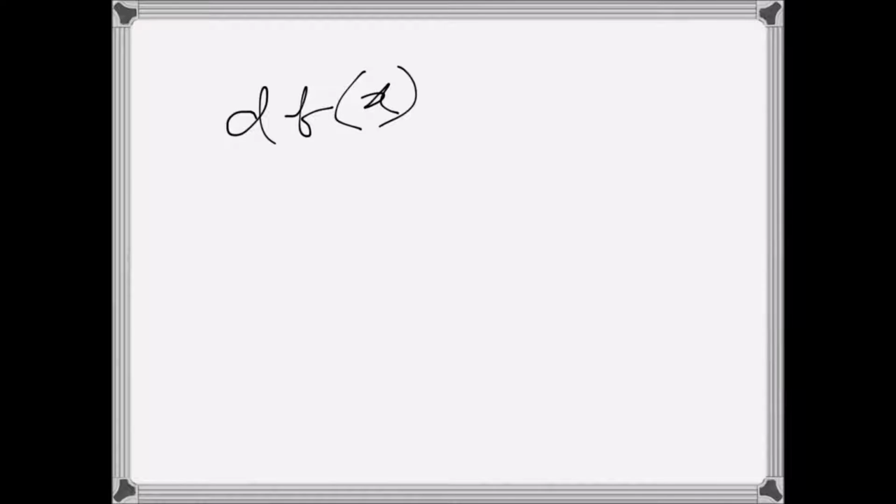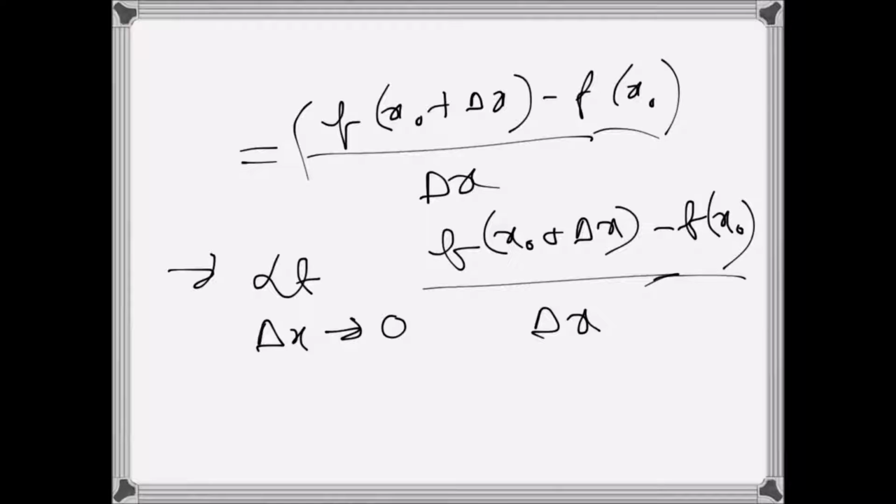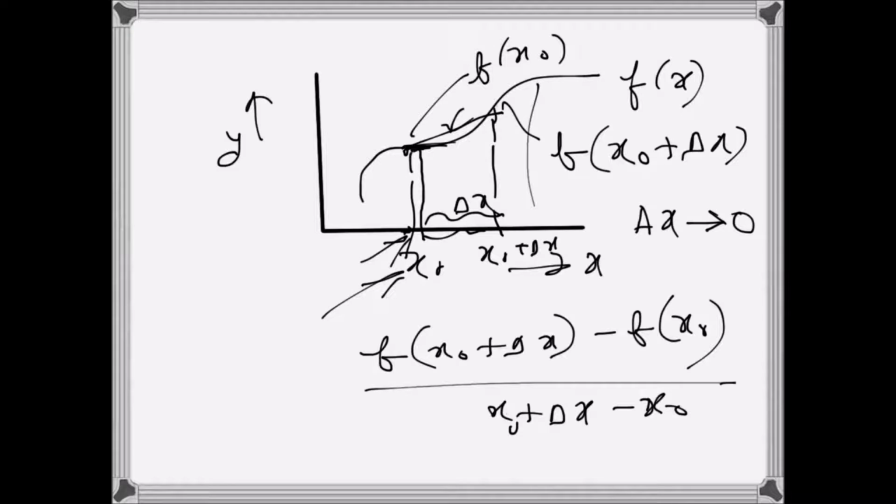The derivative of f(x), df/dx at point x equal to x0, is defined by this one: limit del x tends to 0, of f(x plus del x) minus f(x), over del x. Now I have replaced the x0 with x because I'm talking about generally any point x. It can be x0, or it can be somewhere else, anywhere on the curve.